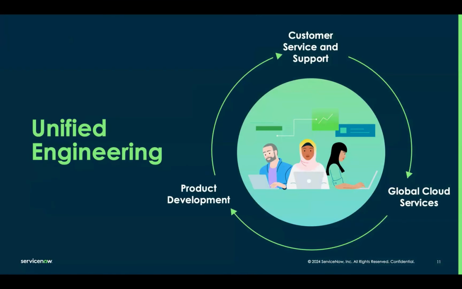So in support, we have a very unique structure where our customer service and support organization, CSS, our global cloud services, and our product teams all are part of this unified engineering organization. Can you tell us, Anil D, why does this matter, and what are the benefits of this approach for our customers? Sure, Marcus. There are several benefits with this approach.